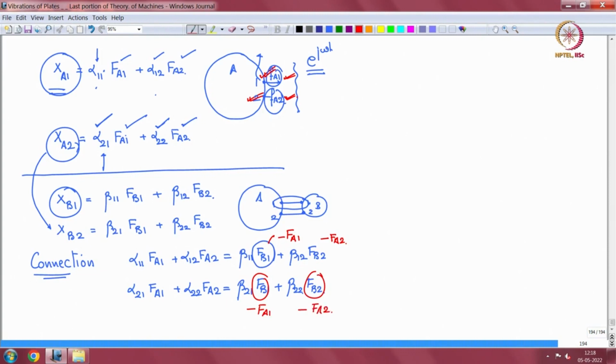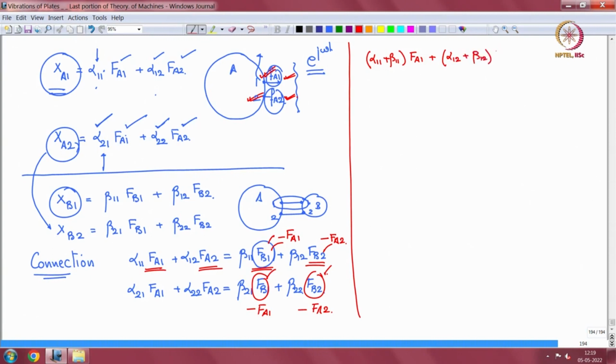So what happens now? If I substitute minus FA1 and minus FA2 here and here, and then we have FA1, FA1, FA2, FA2 and so on, if we collect the terms, we have alpha 11 plus beta 11 times FA1 plus alpha 12 plus beta 12 times FA2 equal to 0, and alpha 21 plus beta 21 times FA1 plus alpha 22 plus beta 22 times FA2 equal to 0.